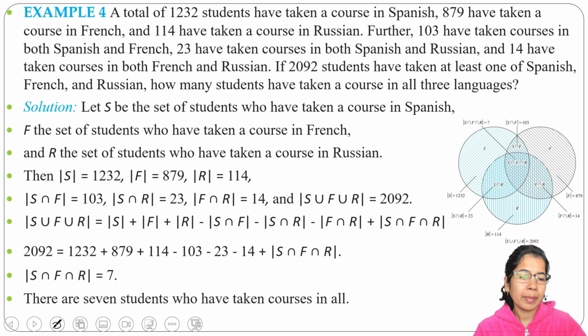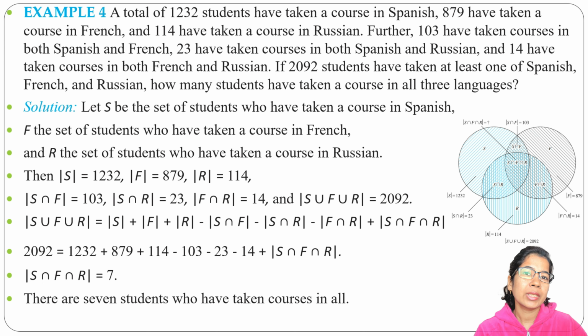Okay, the Venn diagram will look like this: S for Spanish, F for French, R for Russian, and this is S intersection R, S intersection F, F intersection R. This is S intersection F intersection R, the intersection of all, right? So this example was for 3 sets.